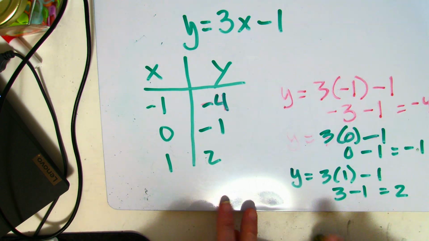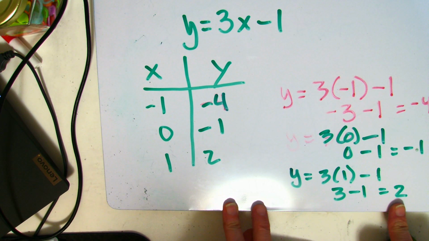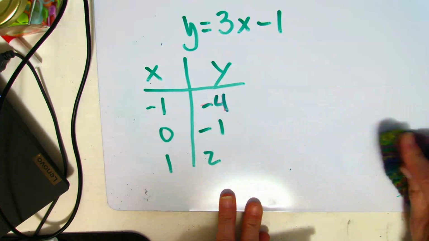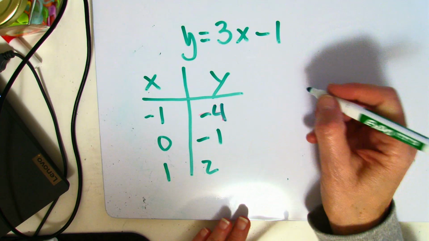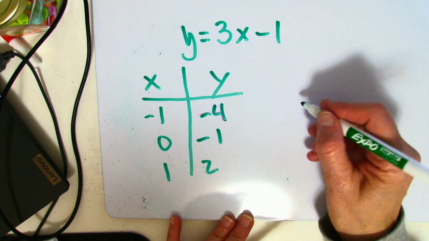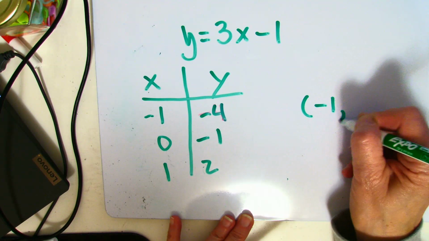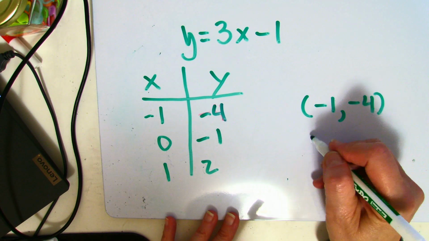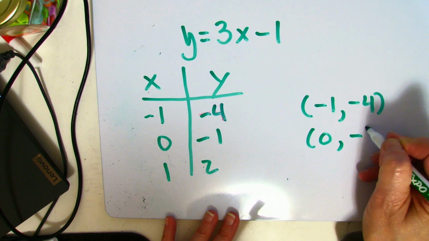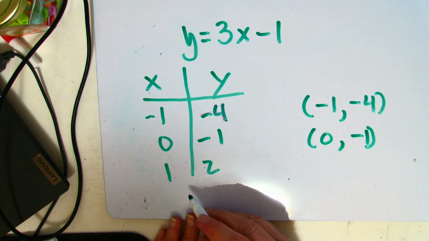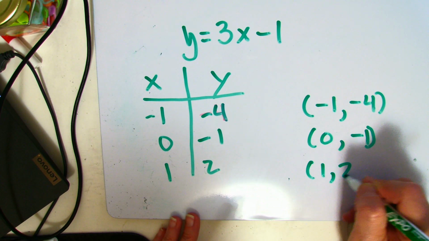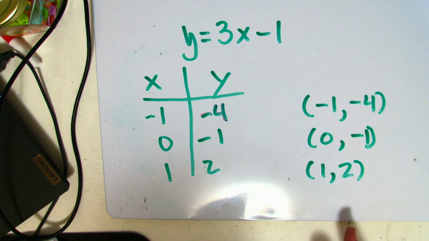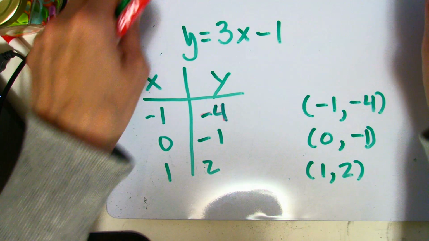So after I've completed working through to see what those x values give me in terms of y, I now have three coordinate points. This first one is going to be negative 1, negative 4. The second one is going to be 0, negative 1. And the third one will be 1, 2. Now let's go ahead and graph these points to represent this line.